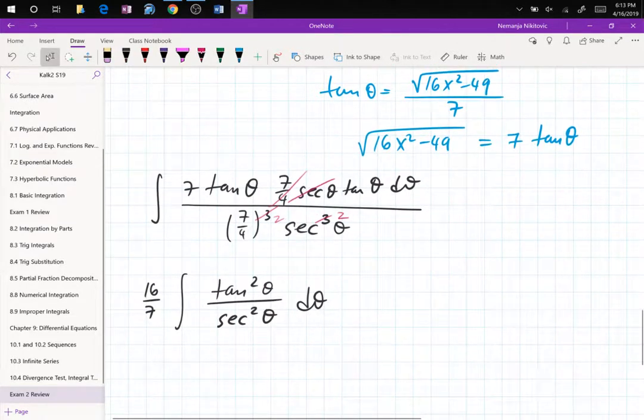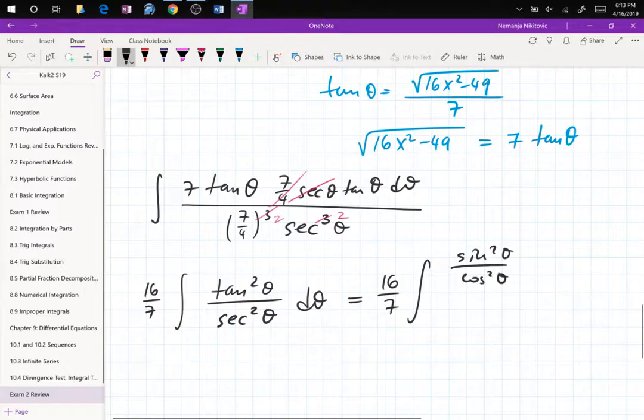Now, break them apart into its components. Yes, sine, excellent, you got this. 16 over 7 integral of sine squared theta over cosine squared theta over 1 over cosine squared theta d theta. Cosines die, and then what happens? It's just sine squared theta and cosine.